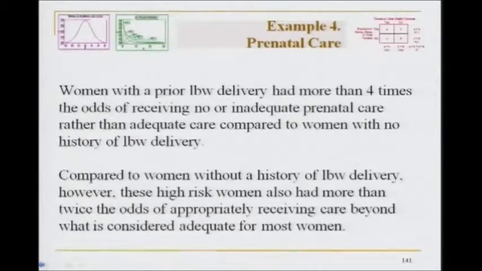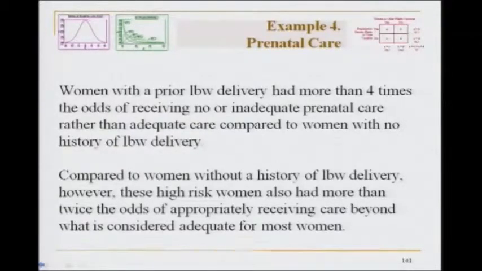So women with a prior low birth weight delivery had more than 4 times the odds of receiving no or inadequate prenatal care rather than adequate care compared to women with no history of low birth weight delivery. Did I say preterm before? Low birth weight delivery. So that's at one end of the set of APNCU categories. However, these high-risk women also had more than twice the odds of appropriately receiving care beyond what is considered adequate for most women. So that was my attempt at articulating what those results said.